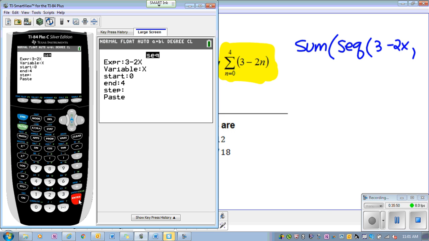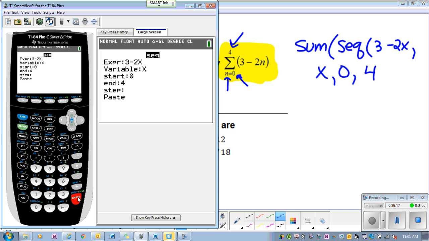And then you're going to put the variable right here, that guy. So x. And then comma. Yours looks like mine, you just have the x there, right? And then the starting number, the smaller number, okay? 0, comma. And then the bigger number, 4. And that's it. That's all of it.